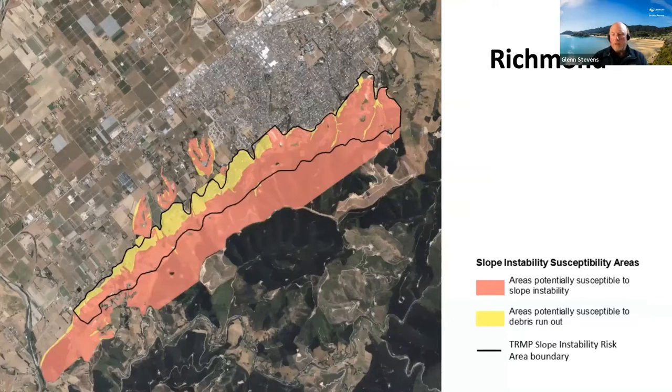What we're looking at here is the foothills along the Richmond Ranges. The black outline you can see is the existing slope instability risk area. The red and the yellow is the additional area that Becca have mapped for us, the red being areas that are susceptible to slope instability. I should rephrase that: these are the areas where slope instability is more likely to be found. It's not saying that the entire red area is likely to fail, but we will expect slope failure to be amongst that area. The yellow areas are where potential slope failure debris runouts could also impact.